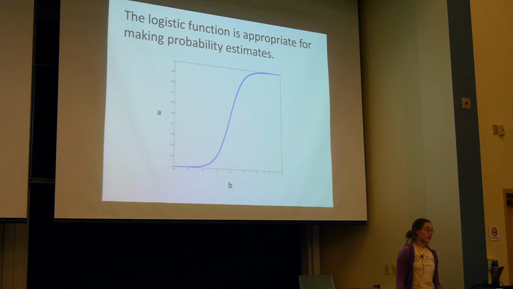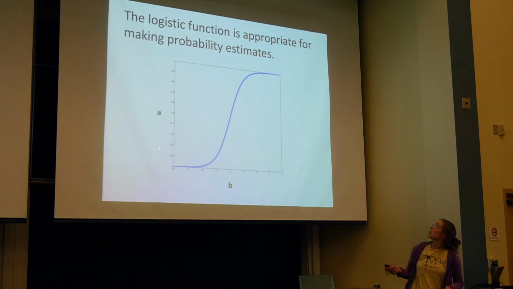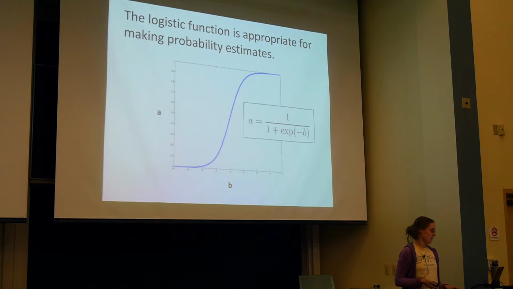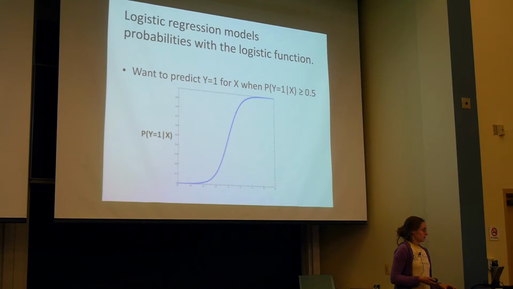In this case, the logistic function is appropriate for making probability estimates. The output, which we want to be a probability, is always between 0 and 1. That's important to have in a probability. And the domain of the function is all real numbers, so it can take any number and give you a probability estimate. This is the formula for the logistic function. Because this is good for modeling probabilities, logistic regression uses this logistic function, which is why it's called logistic regression.